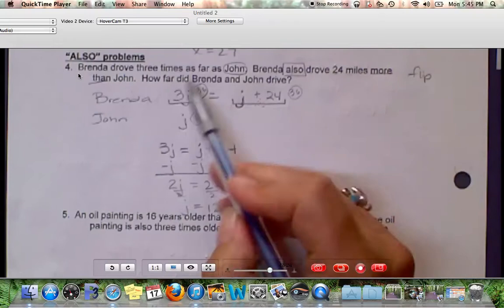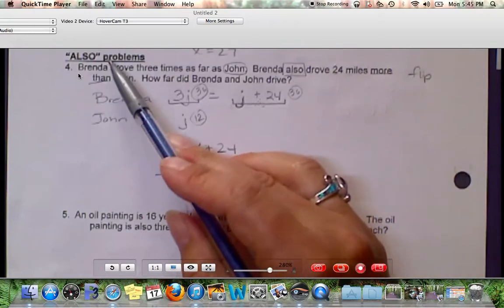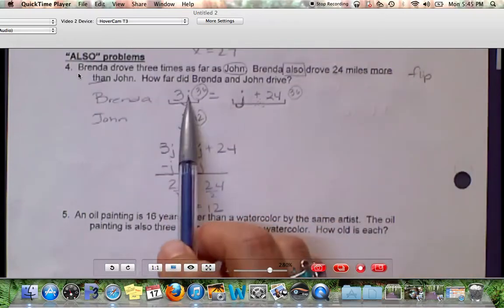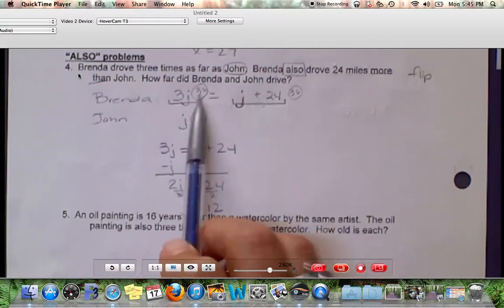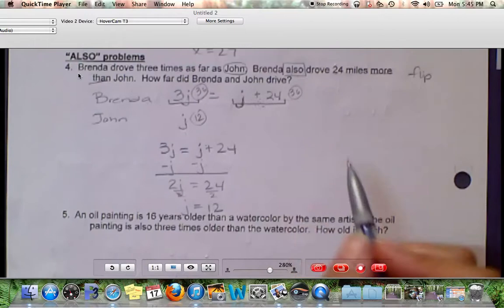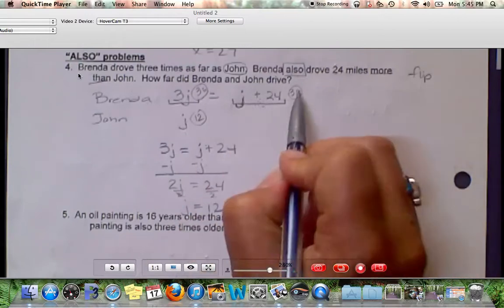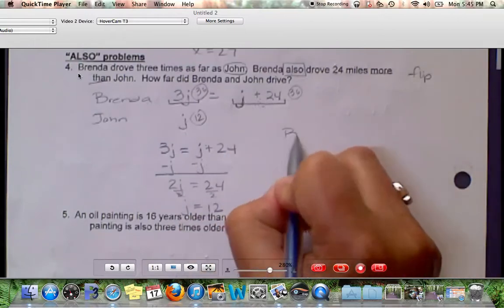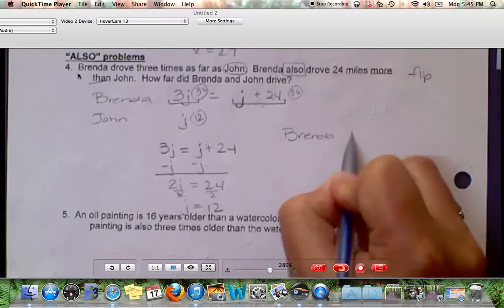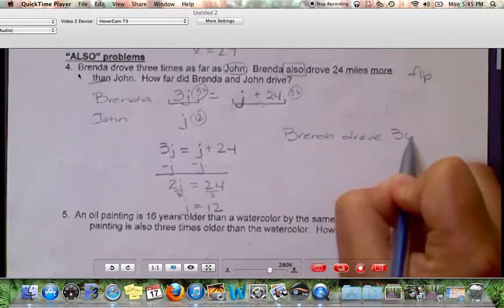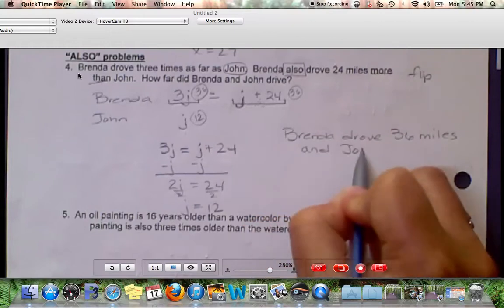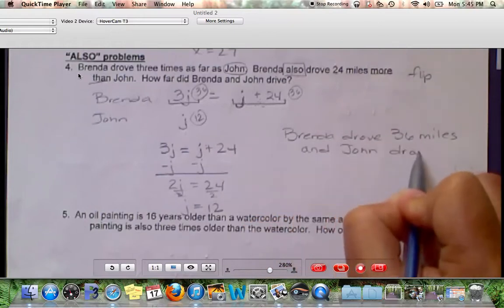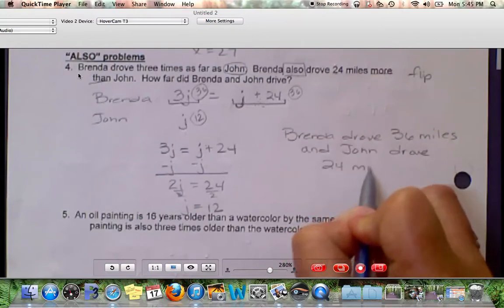So in an also problem, when you're trying to check your answer, when you plug it back in, these two should come out to be the exact same mileage or the exact same value, in this case mileage. So in this case they did come out to be the same, so we can write our sentence. Brenda drove 36 miles and John drove 12 miles.